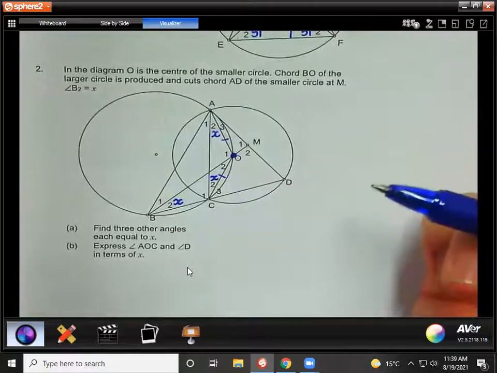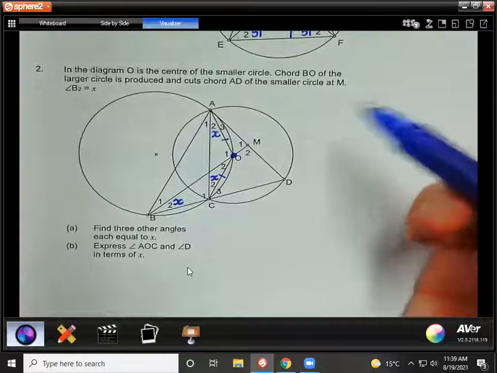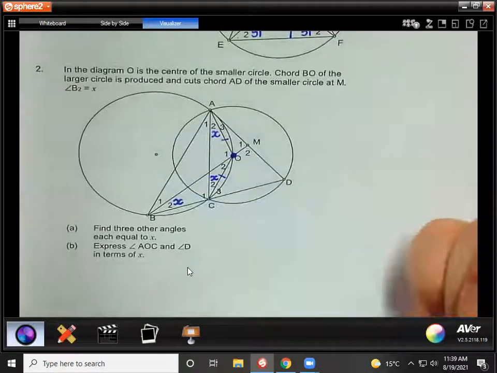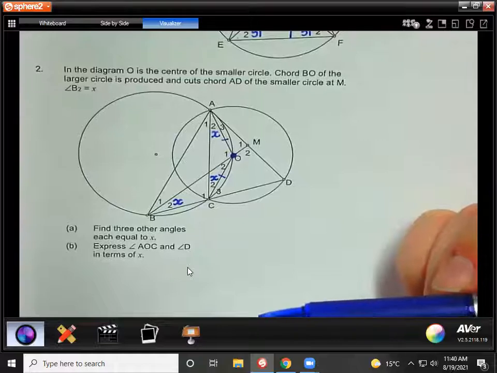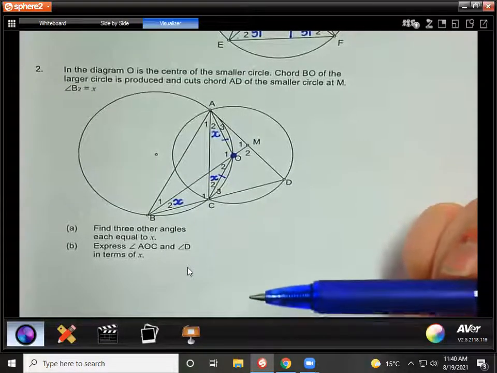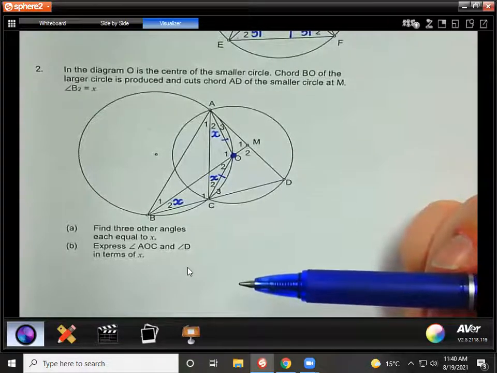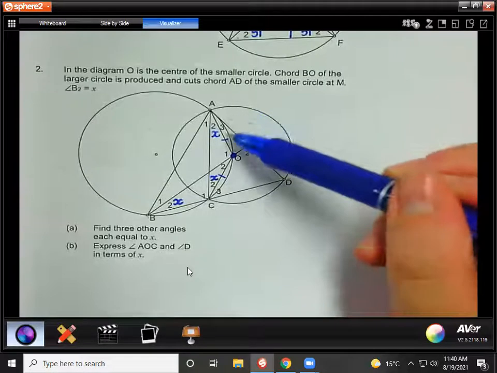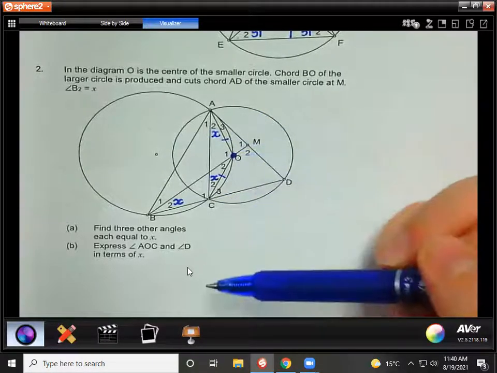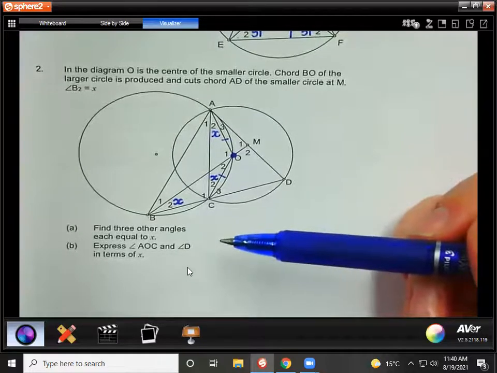Talia, yes? I think B1 is equal to B2. Why? Because I said equal chord, equal angle. Yes, correct. I didn't even notice that. Well done.